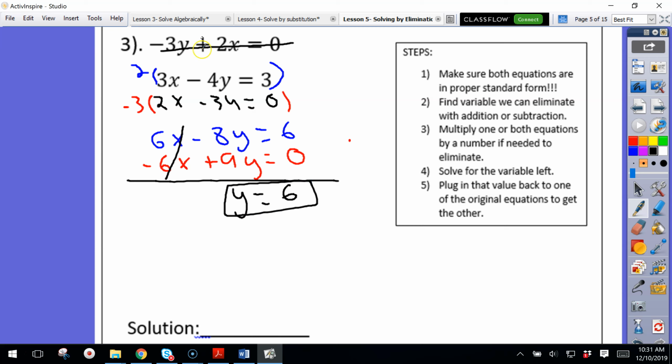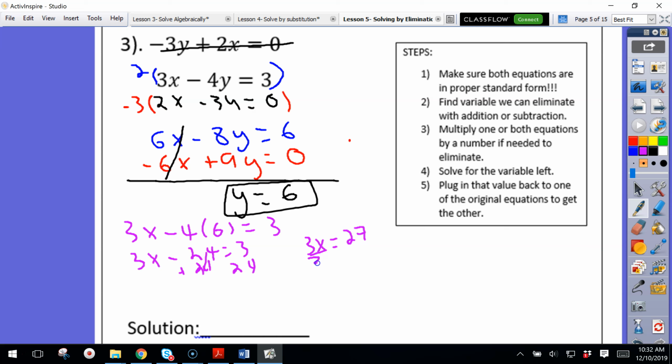We can plug into either of the two equations to get our final answer. So let's go ahead and plug into the second equation. And so we get 3x minus 4 times 6 equals 3. So 3x minus 4 times 6 is going to be 3x minus 24 equals 3. Add 24 to both sides, and we get 3x is equal to 27. So if we divide both sides by 3, we get that x is equal to 9. So there we go. We got our x and we got our y. And that is the solution. So it would be (9, 6).